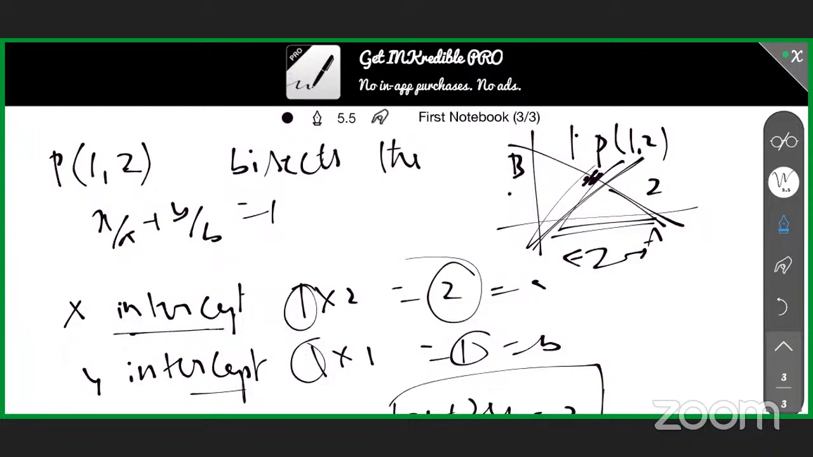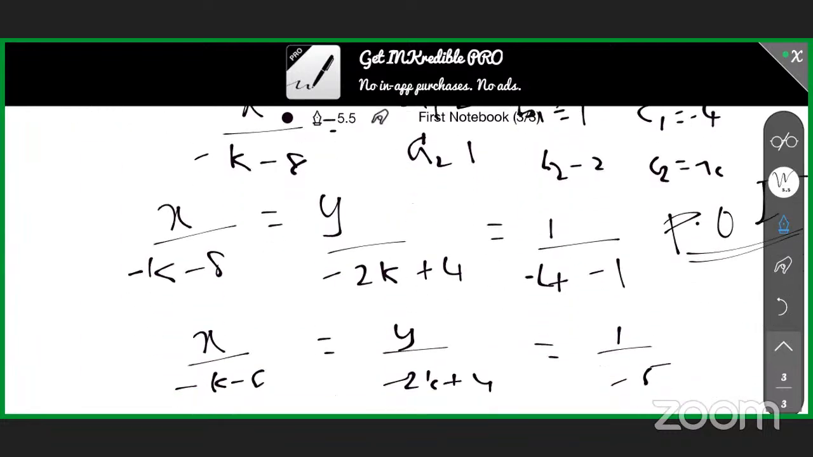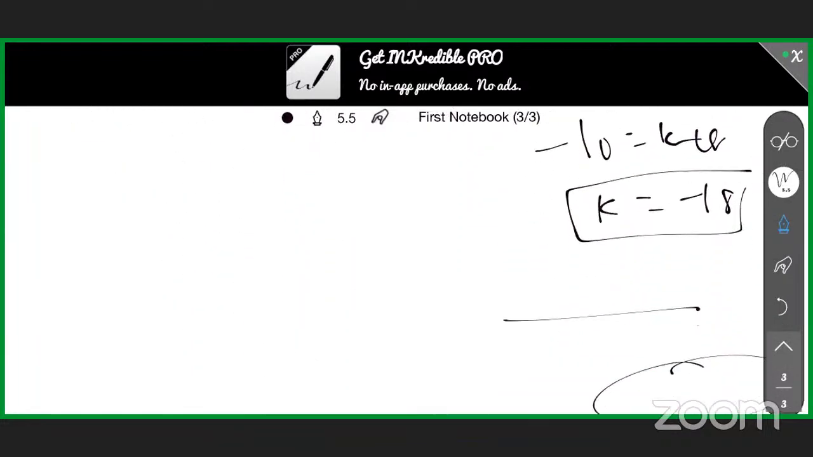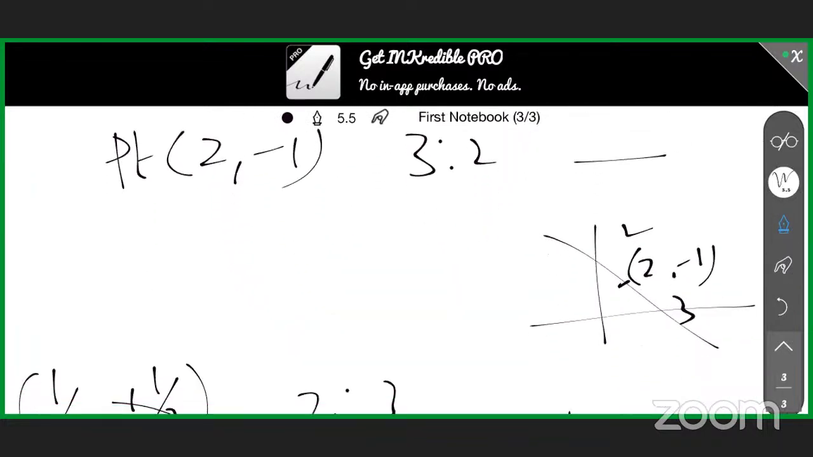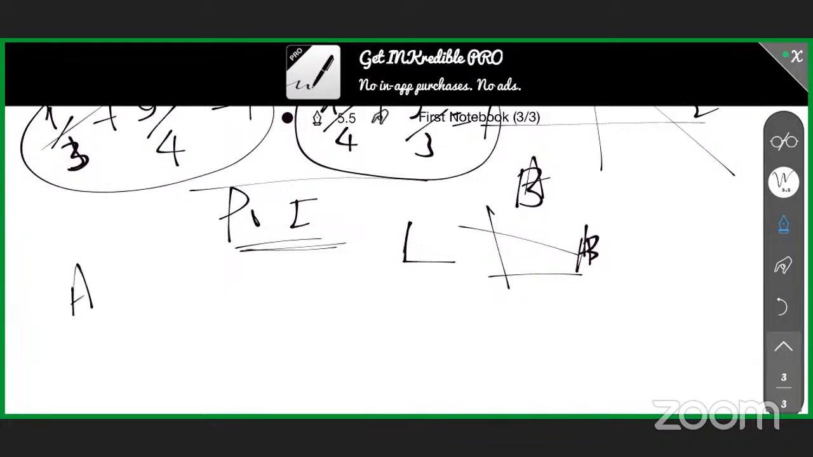And the given condition they are telling is A is not equal to B. You have to find the locus of the midpoint of AB.